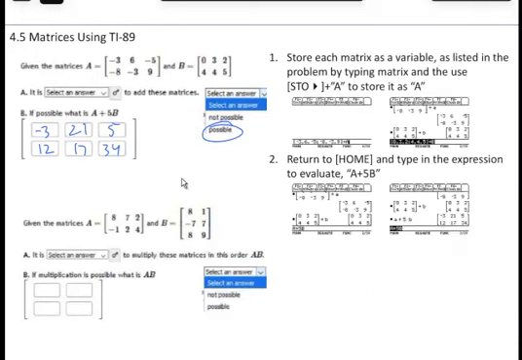Now, what about the second problem? Before you even start typing it, you should test it and see. So here we had a 2 rows by 3 columns, 2 rows by 3 columns. Here we have 2 rows by 3 columns, and we have 3 rows by 2 columns. Are you going to be able to add those together? No. Now, could you multiply these together?